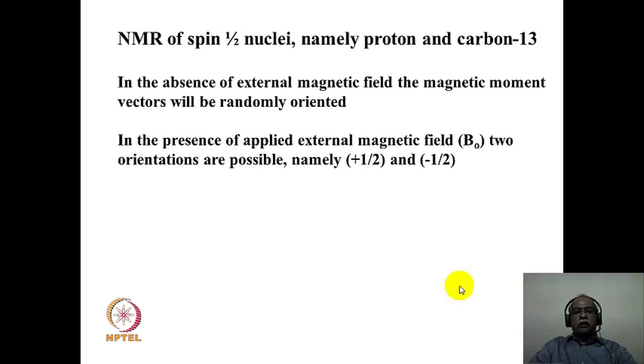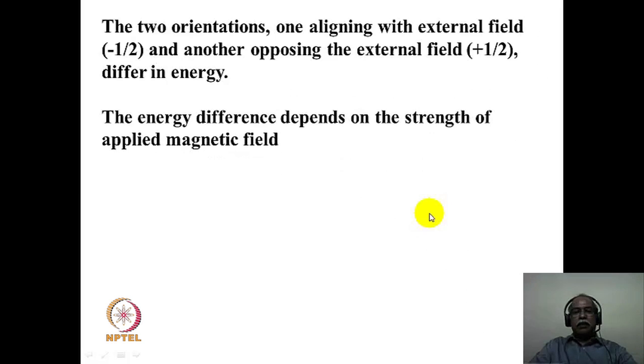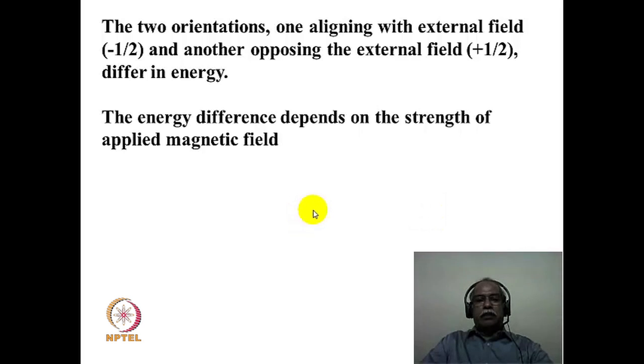From now on, we will devote ourselves to the NMR of spin 1/2 nuclei, namely proton and carbon 13. In the absence of an external magnetic field, the magnetic moment vectors will be randomly oriented. However, in the presence of an external magnetic field, according to quantum mechanics, they take up two orientations, conventionally represented as plus 1/2 and minus 1/2. One aligns with the external magnetic field, namely minus 1/2, and the other opposes it, which is plus 1/2, and they differ in energy. The energy difference depends on the strength of the applied magnetic field.